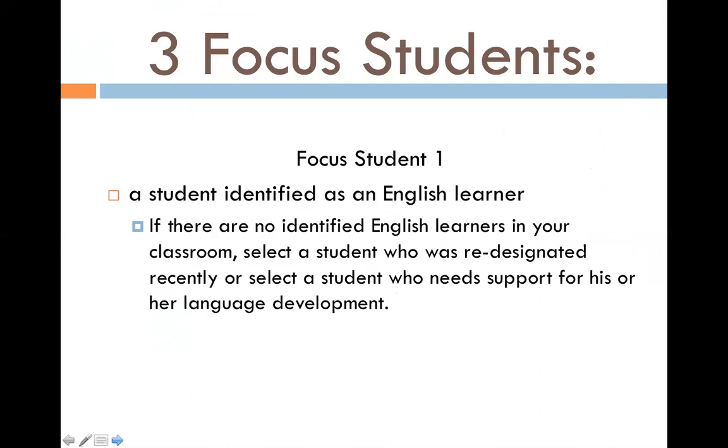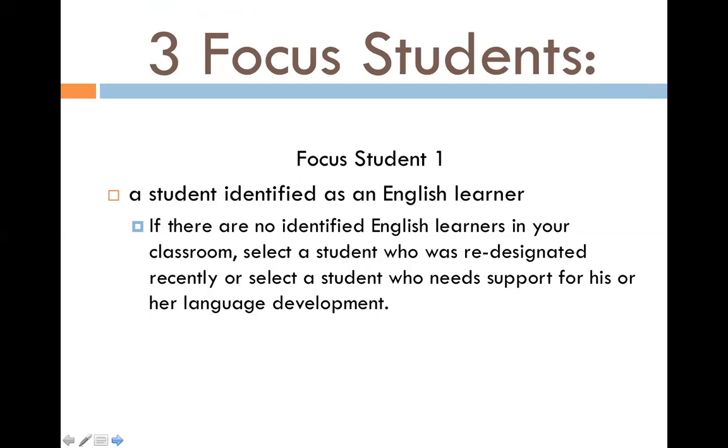Okay. Yeah. So for cycle 1, when you go through the template, you have to focus on 3 students. So your first student is going to be someone that's been identified as an English language learner. If you do not have one that's identified as an English language learner in your classroom, select a student who was redesignated recently, or select a student who needs support for his or her language development. So there is a catch-all there that really allows you just to focus on a student who is struggling with English language.